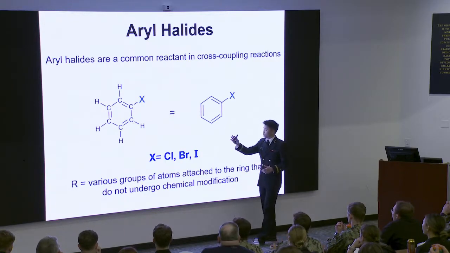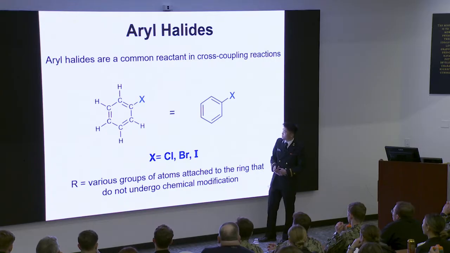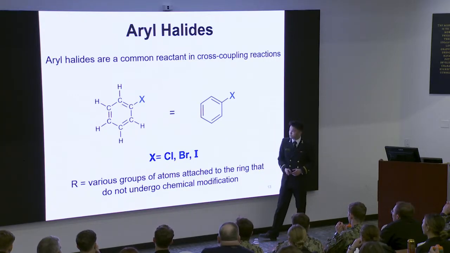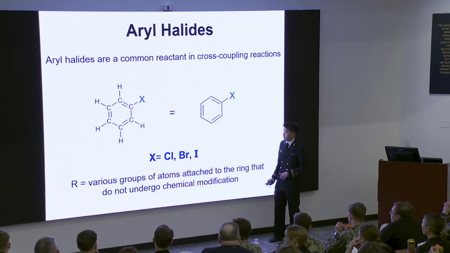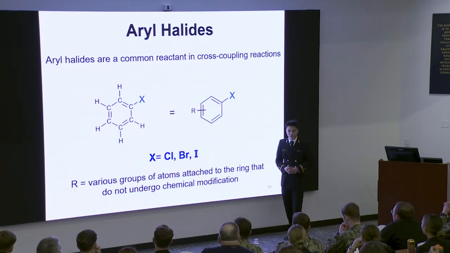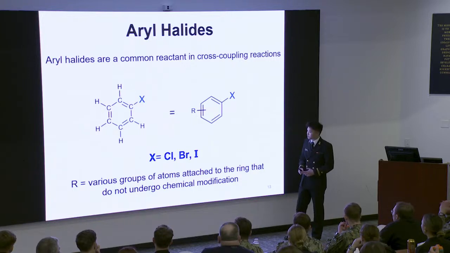Chemists often simplify the structure as seen here on the right, where the carbon and hydrogen atoms aren't shown, but the bonds between the carbon atoms are retained. You'll see this hexagonal structure in many of the future slides coming up. Additionally, this abbreviation with the R and the line through the ring represents a group of atoms that do not undergo any changes through chemical modification.